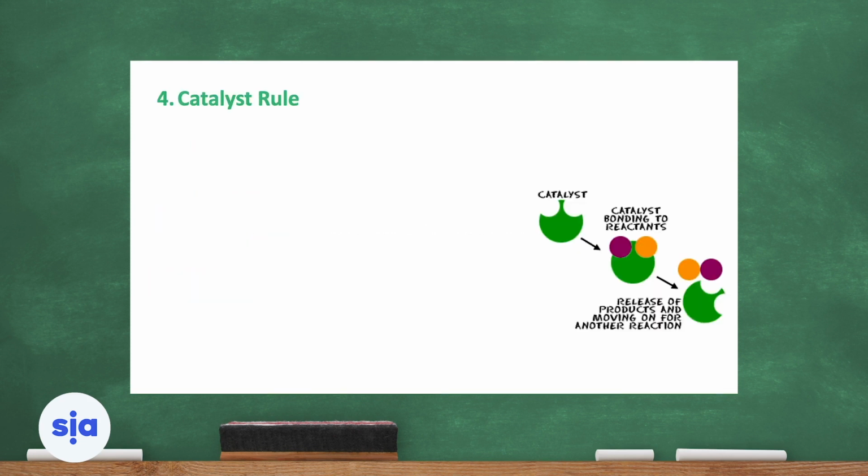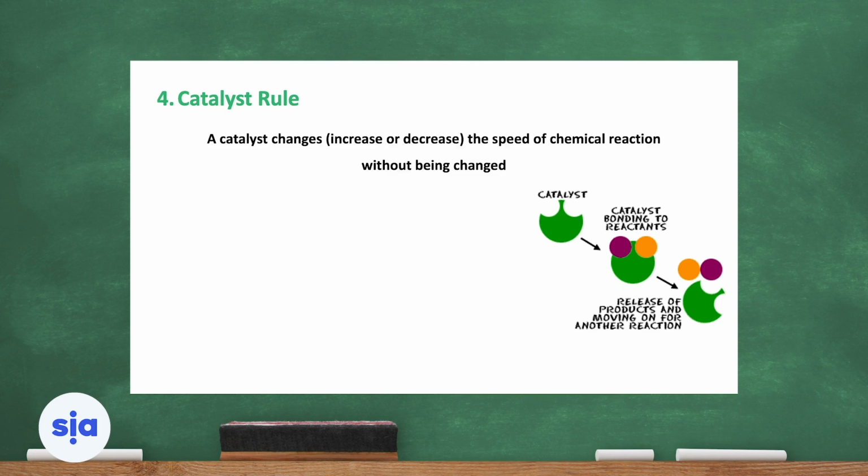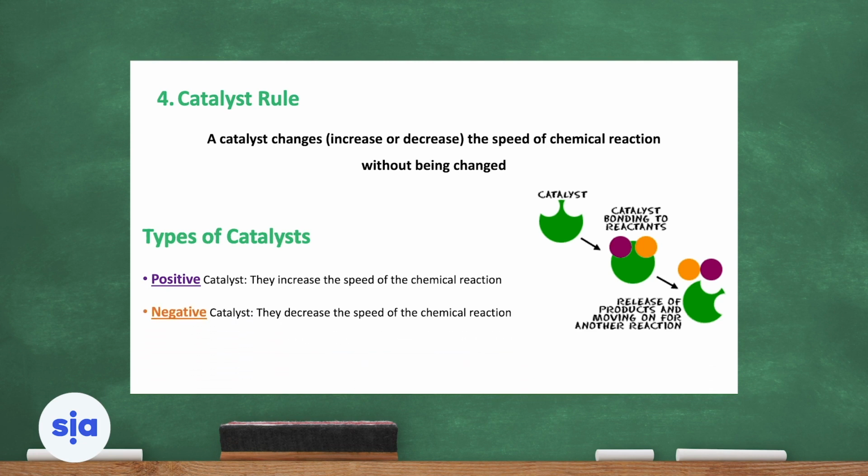What about a catalyst? What is a catalyst? A catalyst is a substance that can increase or decrease the speed of the chemical reaction without itself being changed. We have types of catalysts. We have a positive catalyst if it increases the speed of the chemical reaction, and we have a negative catalyst that will decrease the speed of the chemical reaction.